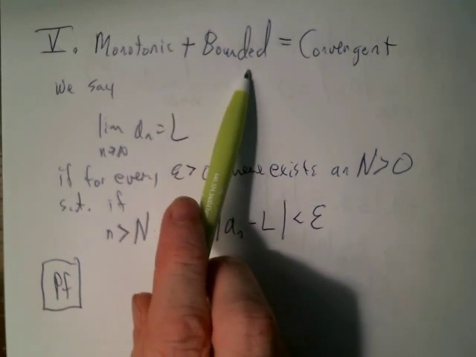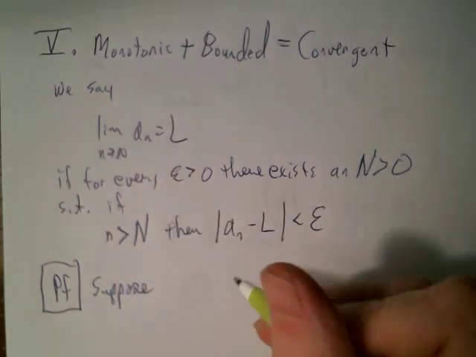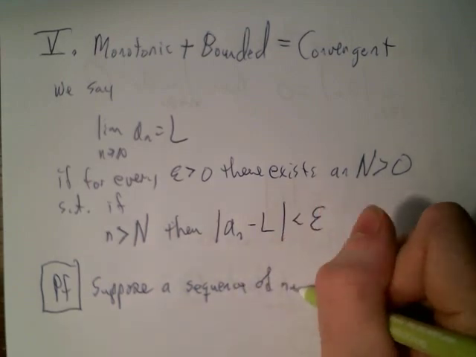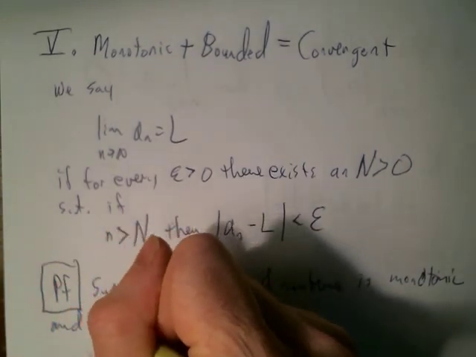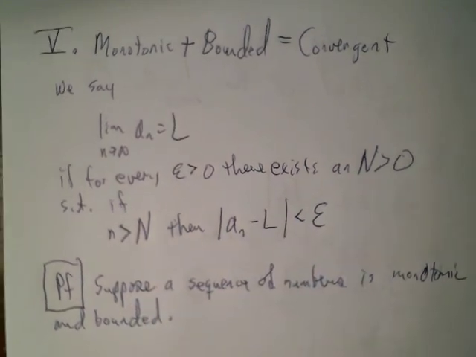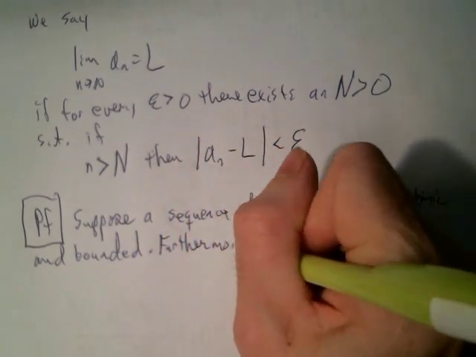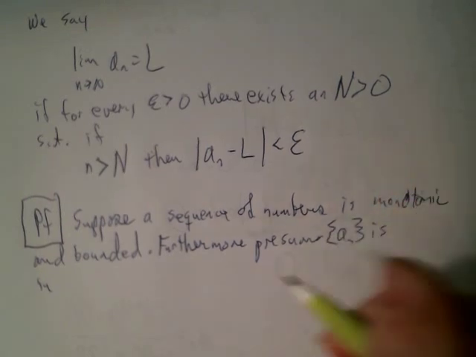We're given that the thing is monotonic and bounded. Okay. So we're supposing a sequence of numbers is monotonic and bounded. In particular, let's presume the thing is increasing. So the sequence a_n is increasing.